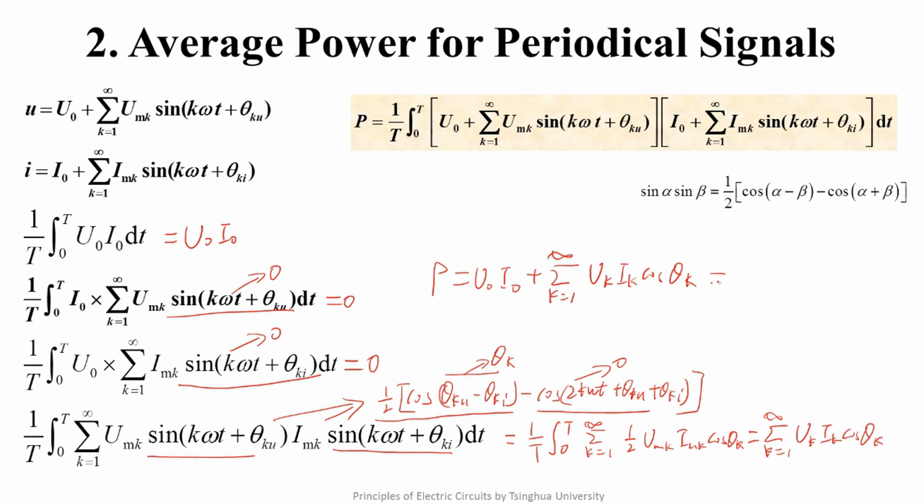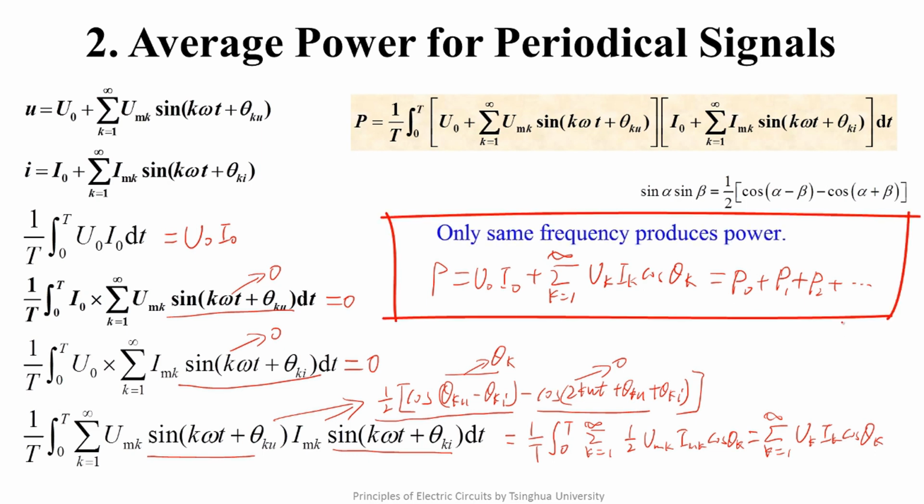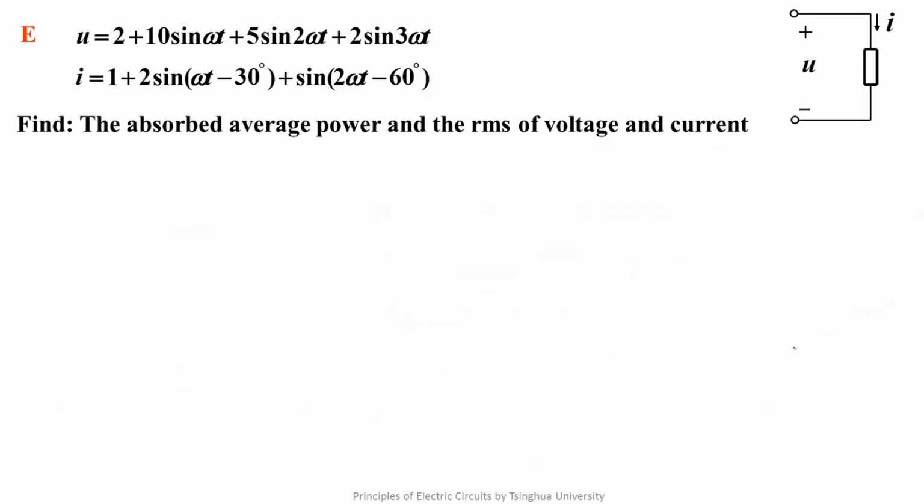This conclusion is easy to remember. Under the effect of periodical non-sinusoidal excitation, the average power absorbed by one element equals the sum of the absorbed power at every frequency. In other words, only same frequency produces power. Next, we use the conclusion to analyze a simple question.